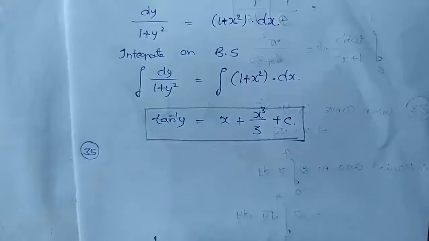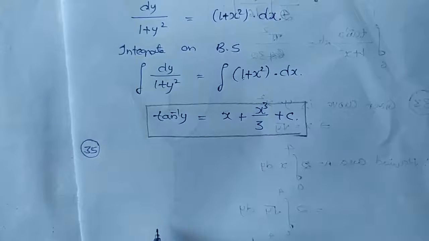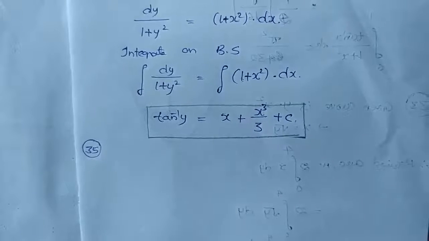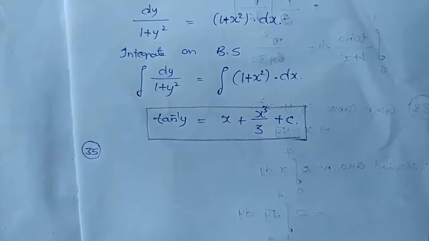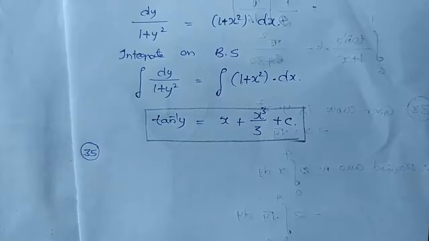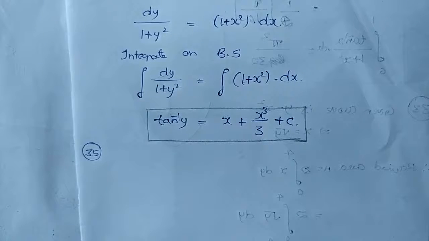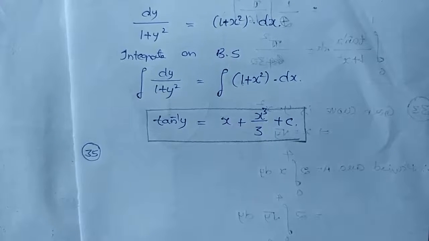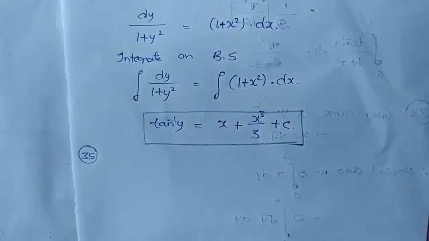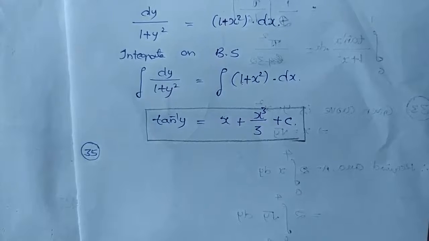Next, see the 35th question. The 35th question is the section formula, internal case. Show that the position vector of the point P, which divides the line joining the points A and B, having position vectors A vector and B vector, internally in the ratio m:n. Here we have to prove the section formula. This question is very important.